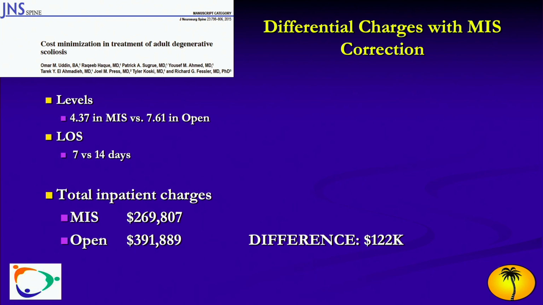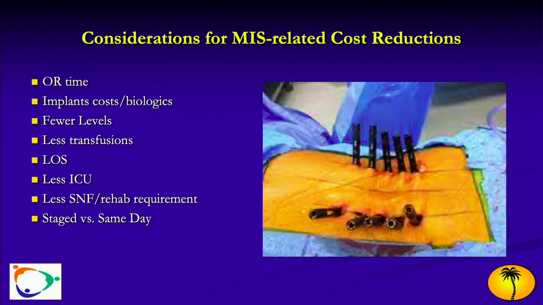operated on. The length of stay was substantially different. And when they did their charges analysis, you can see a pretty marked difference in the overall charges, which will translate into some cost differential on the direct costs. So MIS looks reasonably better in that narrative.